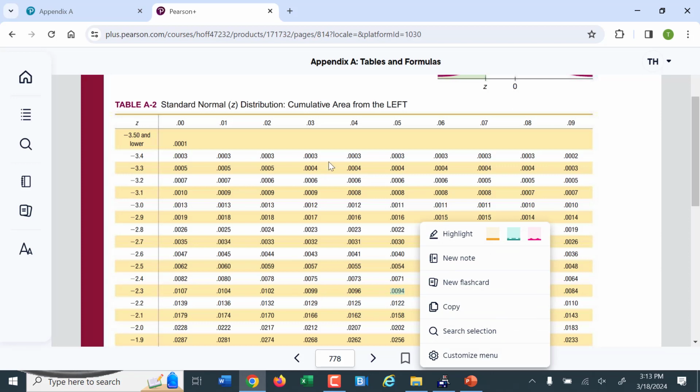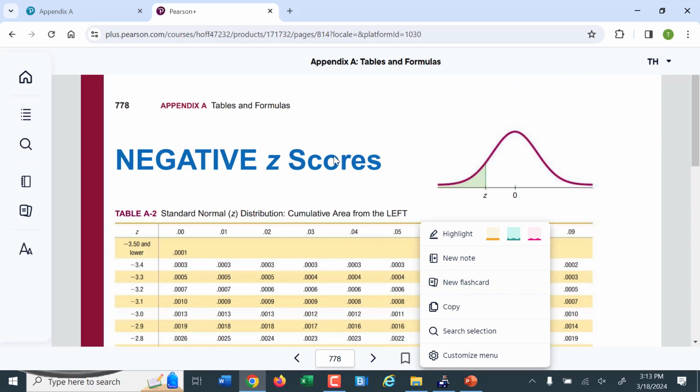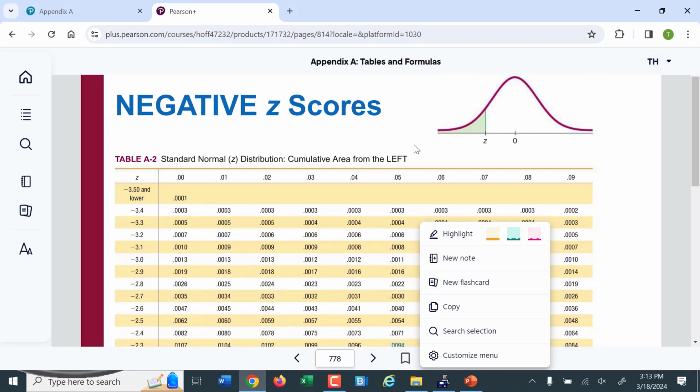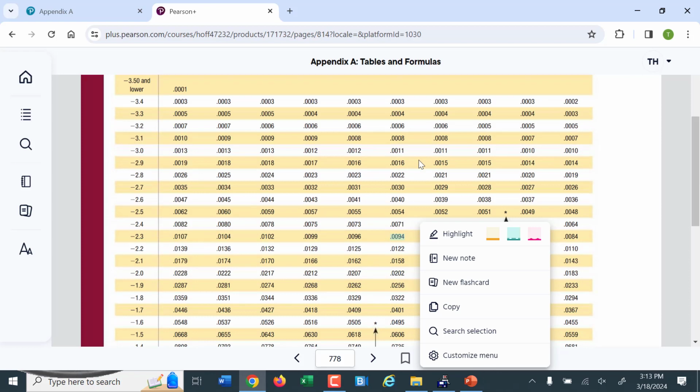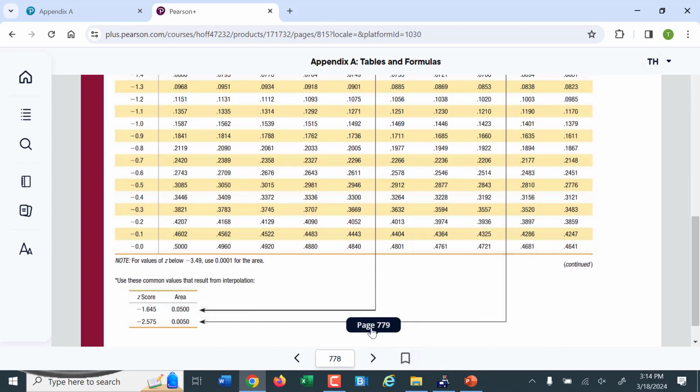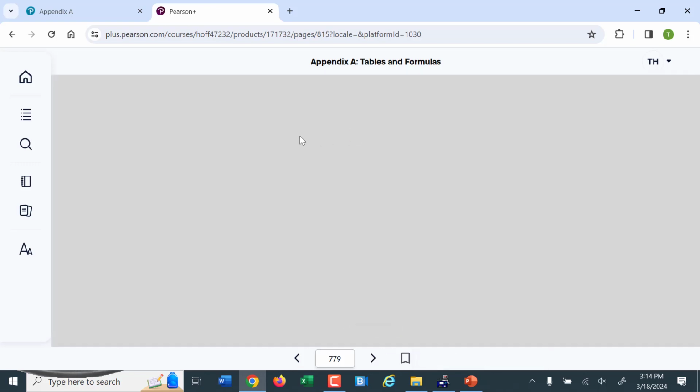Now remember, this is always a left tail probability here. So that's saying the probability of being less than negative 2.35 is 0.0094. The probability of being greater than would be the complement. It would be 1 minus the 0.0094, which, if you did the subtraction, would be 0.9906. If we go another page, this is going to be the positive z-score table.